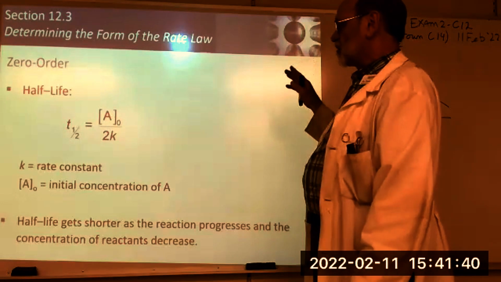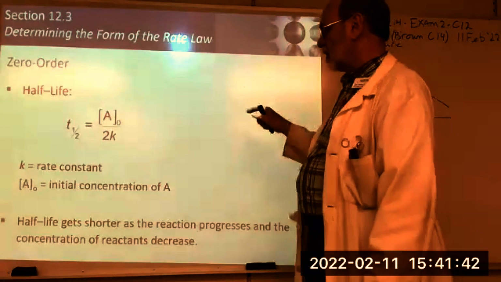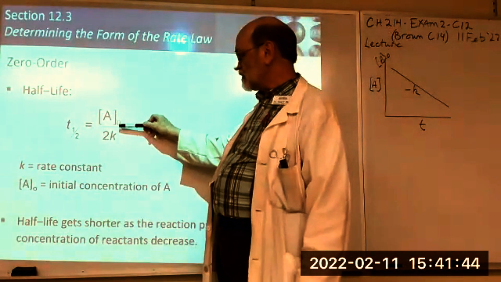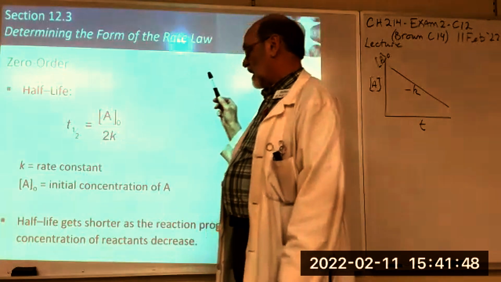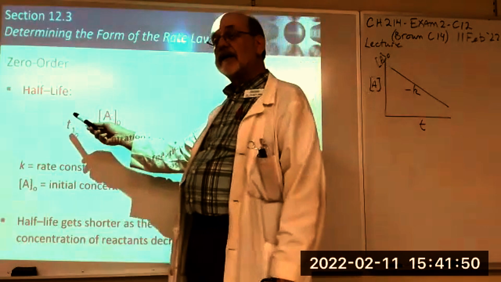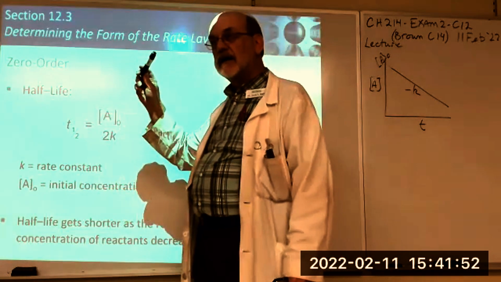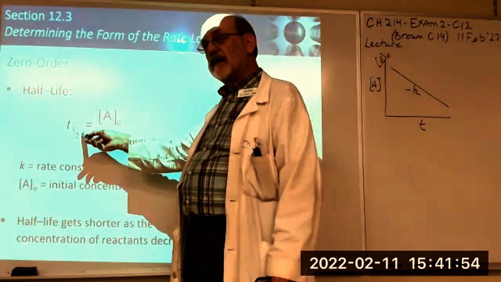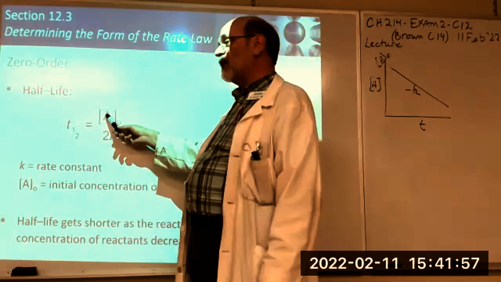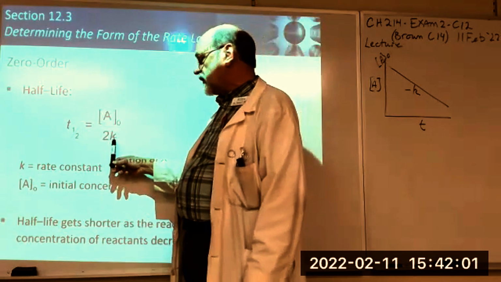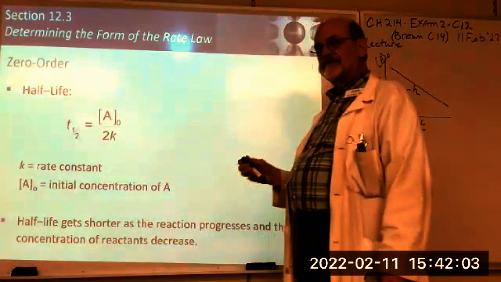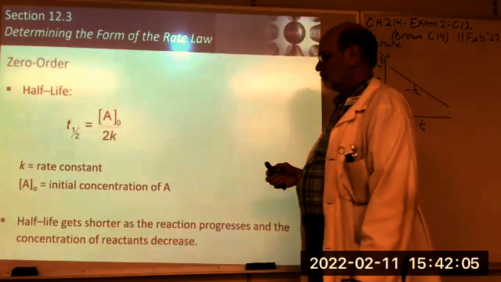Okay, so the expression of half-life for 0 order is the initial concentration divided by 2 times k. So the half-life does depend upon the initial concentration. And then you need to know the k value. But it's just going to be 1 divided by 2 times the k value.